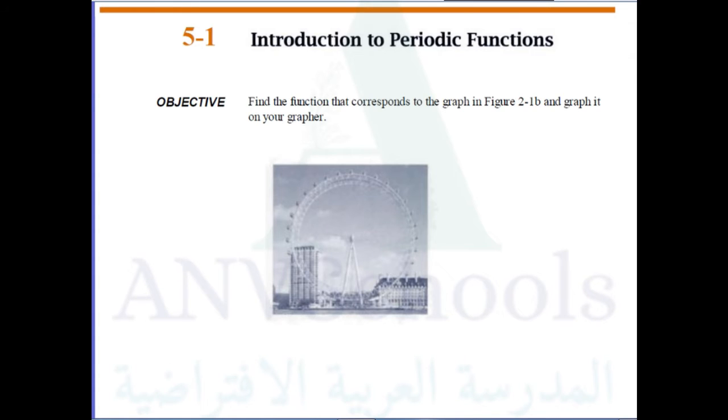So let us go to lesson 5-1. Lesson 5-1 is an introduction to the periodic functions. Our objective for this lesson is to find a function that corresponds to the graph in figure 2-1b and graph it on your grapher. So figure 2-1b is this. I forgot to label it with a figure 2-1b. So what do you see in this figure?